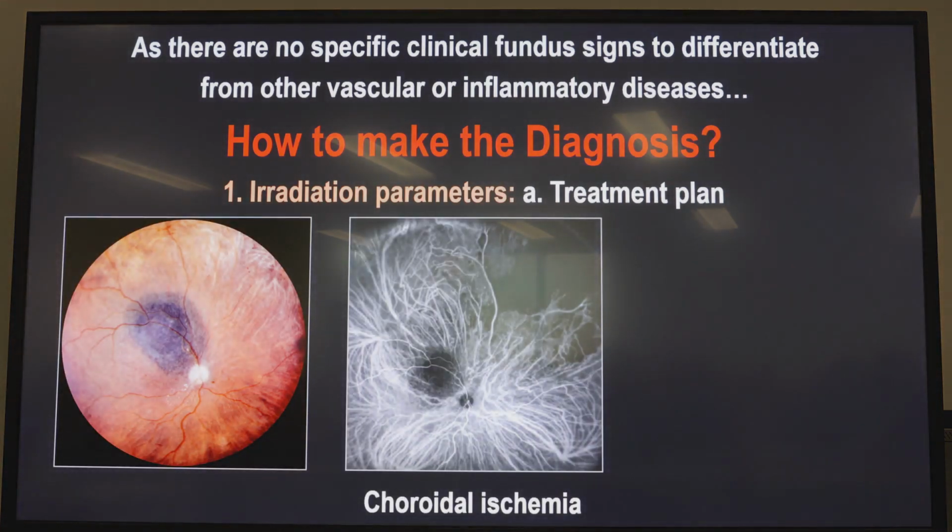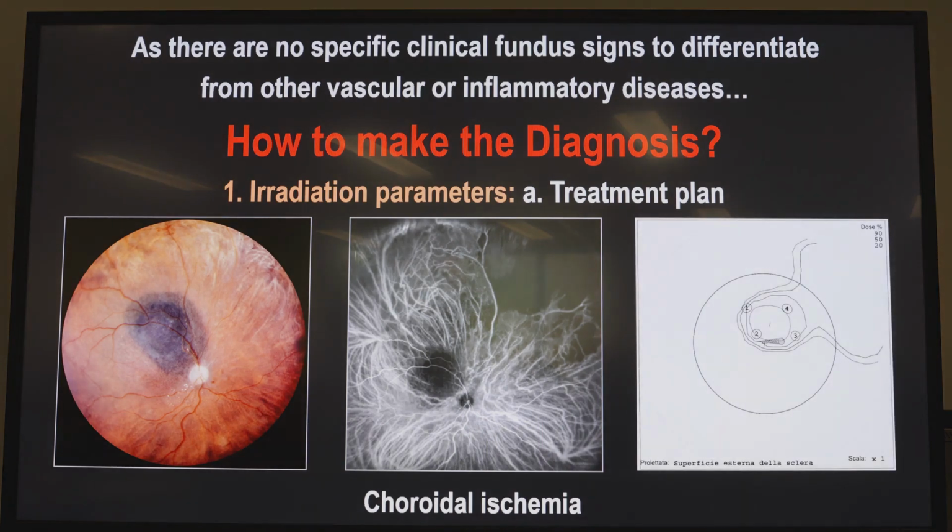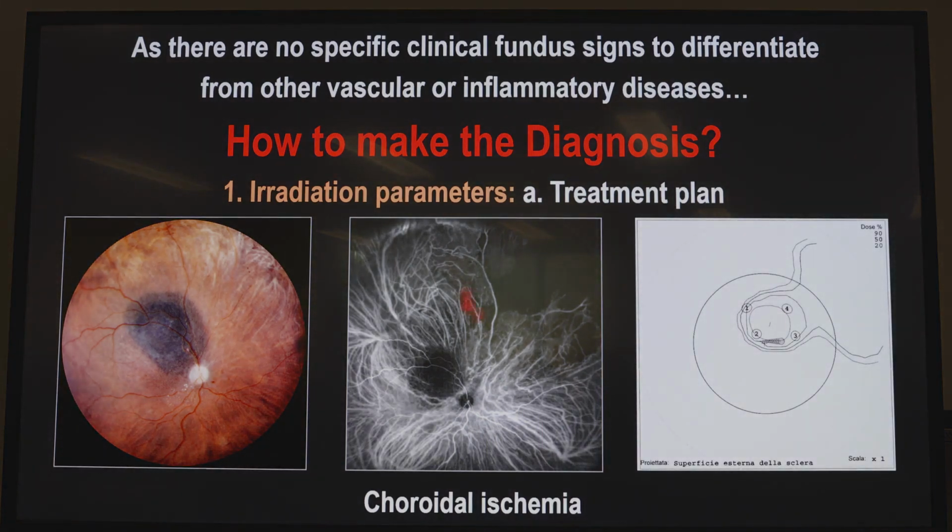So let's exercise, let's practice a little bit. This is a patient, parapapillary choroidal melanoma, has had proton therapy, and you see that here at a distance there is choroidal ischemia. Is this ischemia radiation induced? So now you all say, all together, show me the treatment plan. And then you see that, as a matter of fact, this is a proton therapy plan.